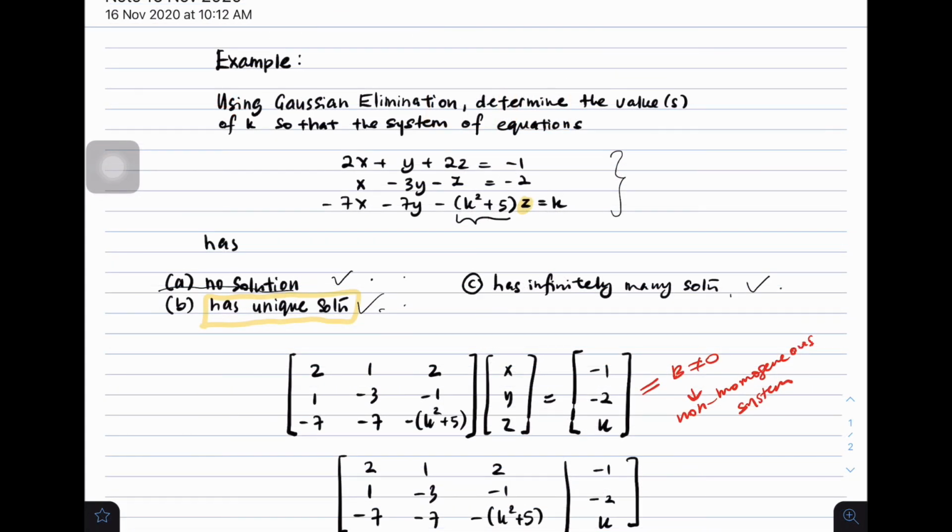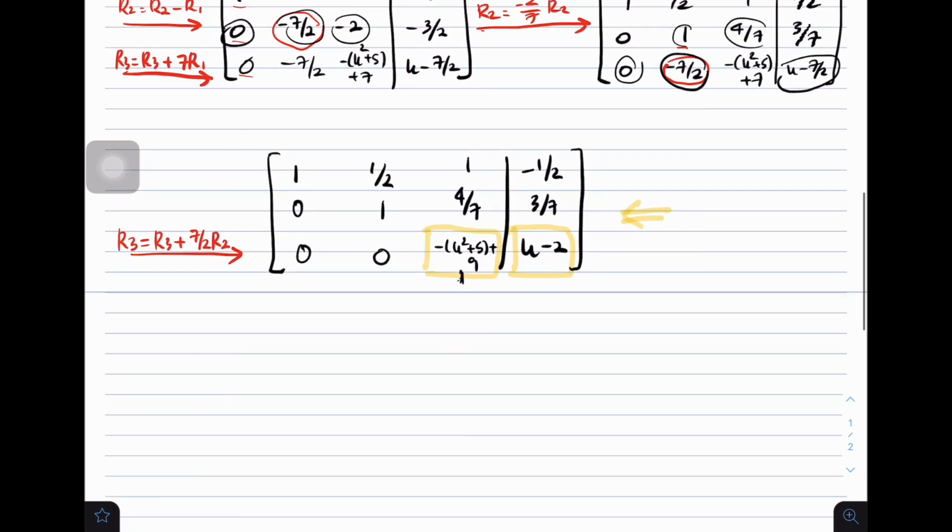Next, the question asks the value of k so that our system will have infinitely many solutions. So we come back to our row echelon form here. To have infinitely many solutions, this element must equal 0 and this element must equal 0. So we just write negative k square plus 5 plus 9 equal to 0, and k minus 2 equal to 0.